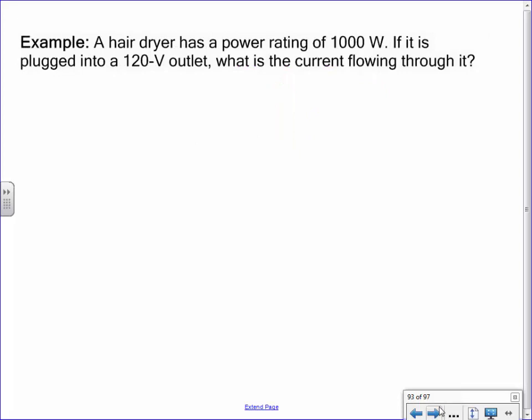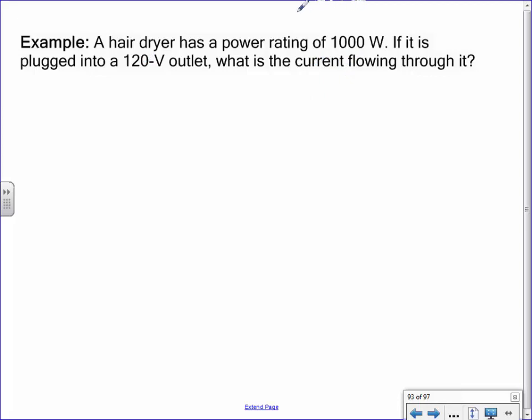Let's say that you're using a hairdryer, and your hairdryer says that it's 1,000 watts. That is a lot. Now keep in mind, you only use your hairdryer for 5, 10 minutes maybe? 25 minutes? If that. 2 minutes. So it has a high wattage, though, but you're only using it for a little while. If you plug it into a 120-volt outlet, my question is how much current is there?